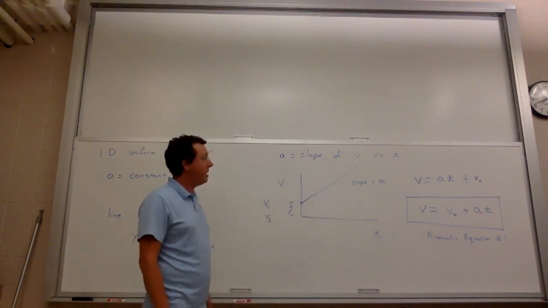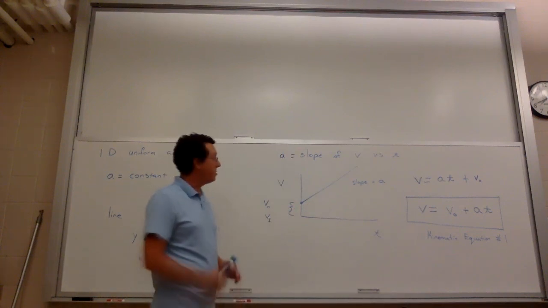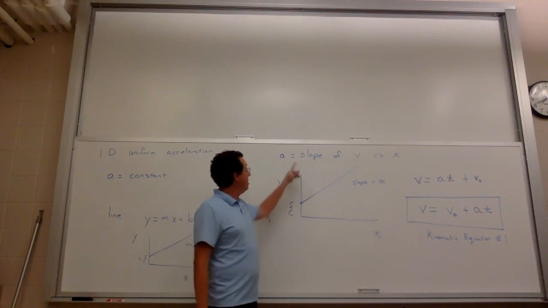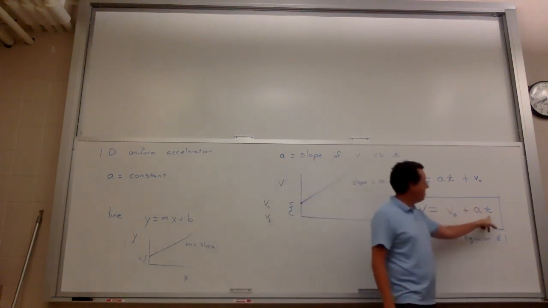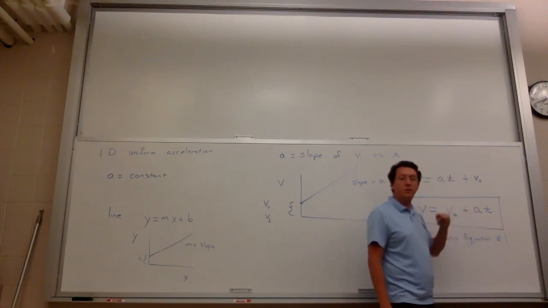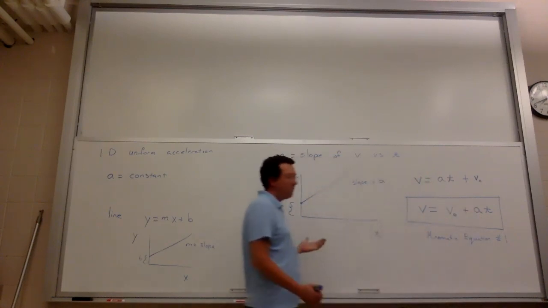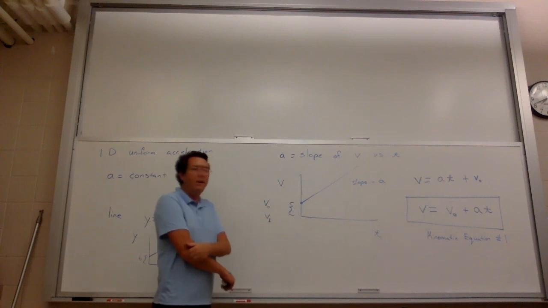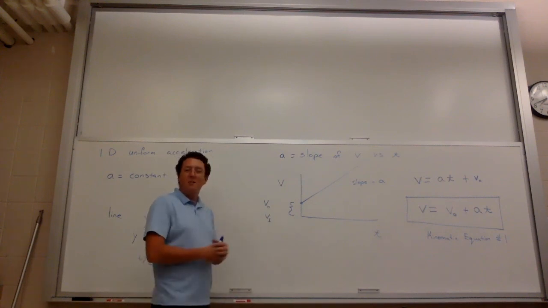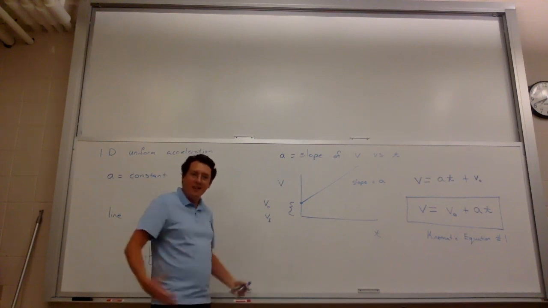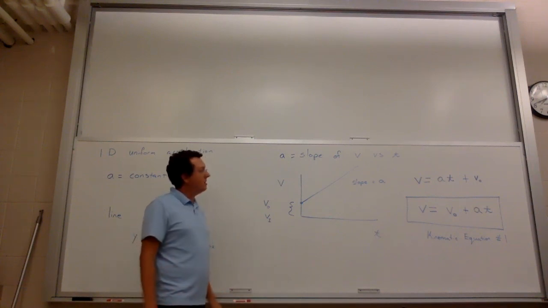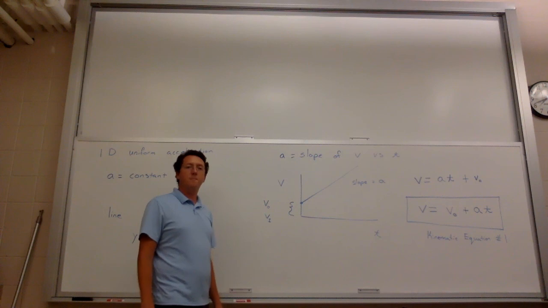So that is kinematic equation number 1. It describes velocity as a function of time when acceleration is constant. It's really just the equation of a line, but we've been going through a whole bunch of videos. There's a whole bunch of baggage that you have to learn how to carry to use this equation.